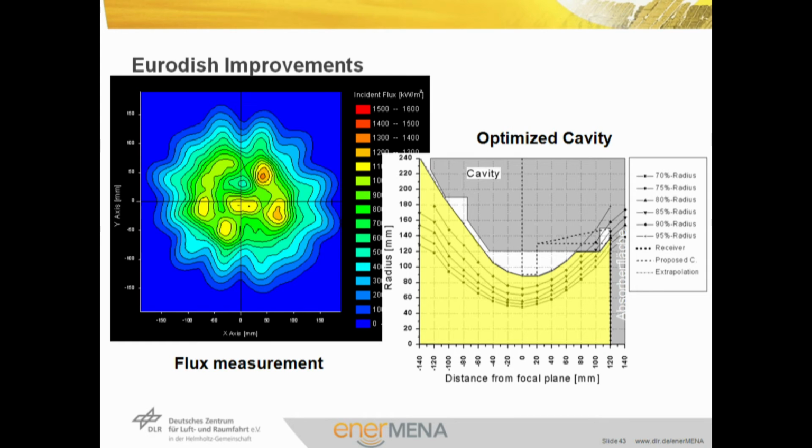The gray surface on the right is the original geometry of the cavity, and the dotted line shows the adapted geometry after such an optimization process. In this case, the diameter of the aperture could be reduced by more than 20%.